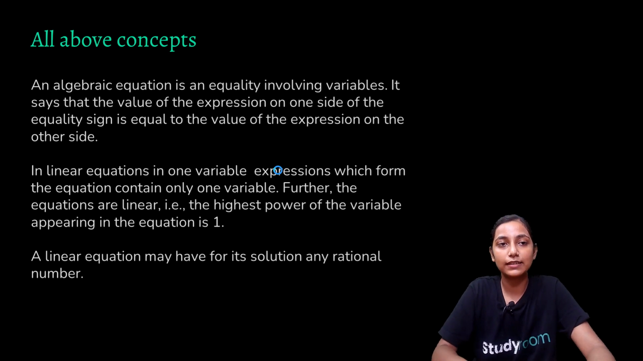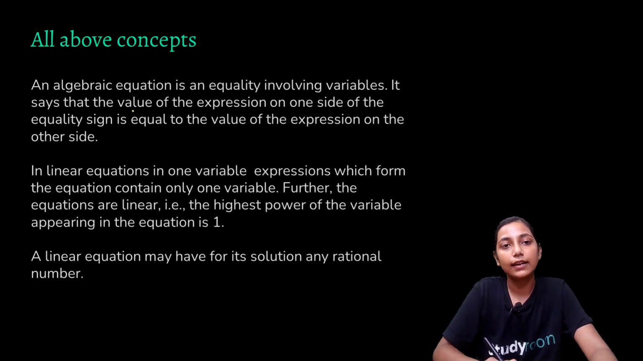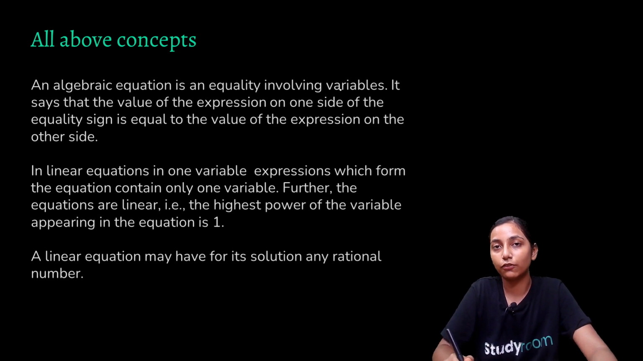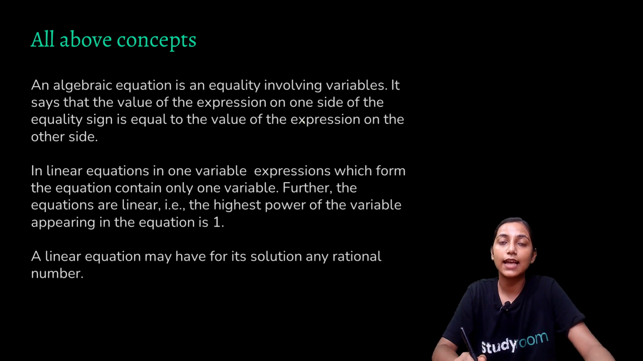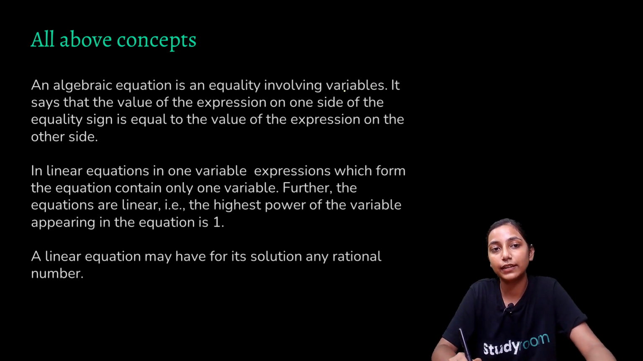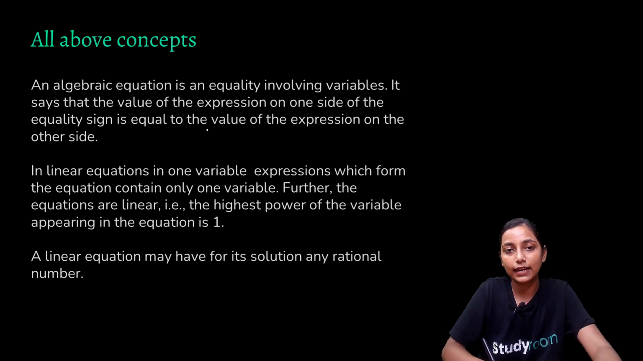So all the concepts that we have studied till now are: an algebraic equation is an equality involving variables. We have studied what an algebraic equation is. It is actually an equality that involves variables, and it says that the value of the expression on one side of the equality sign is equal to the value of the expression on the other side. Or we can say that it says that left hand side equals right hand side. This is what this equation says.